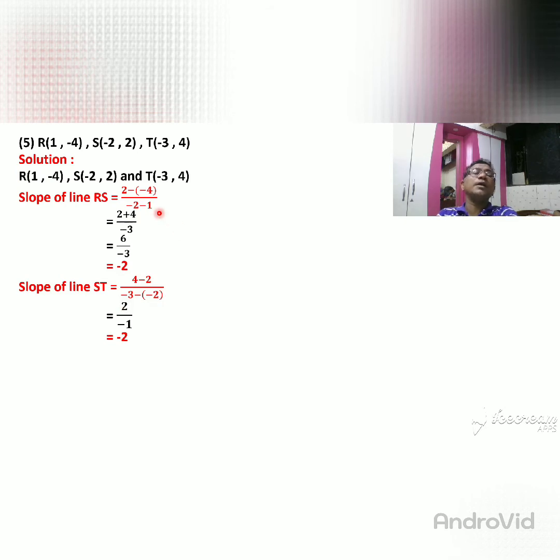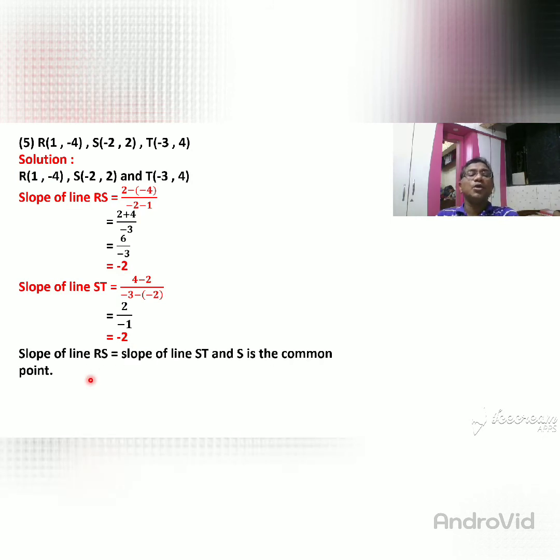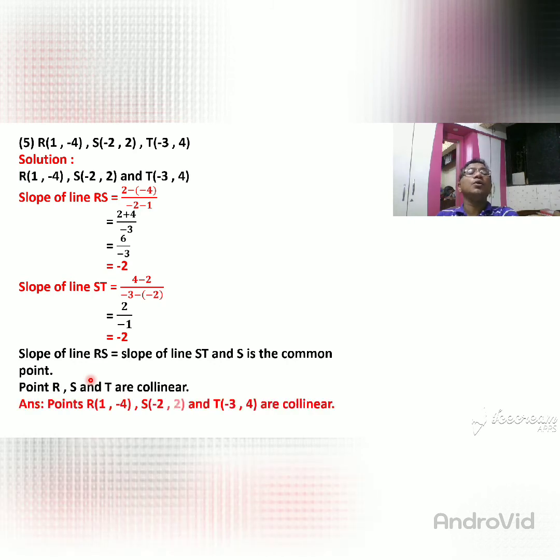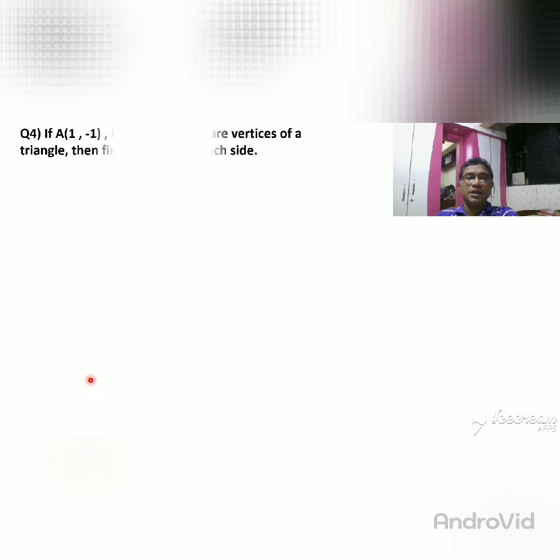So the slope of RS is equal to minus 2. The slope of ST is equal to minus 2. So the slopes of both the lines are the same. So they are collinear. R, S, T are collinear points. Any doubts?